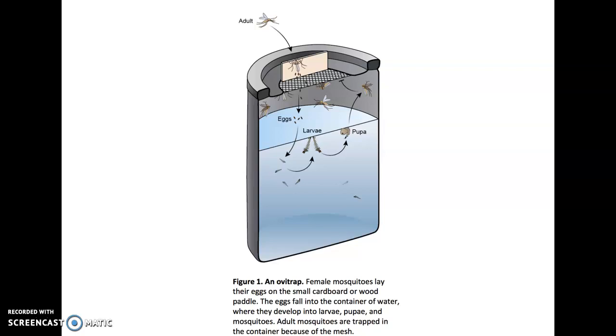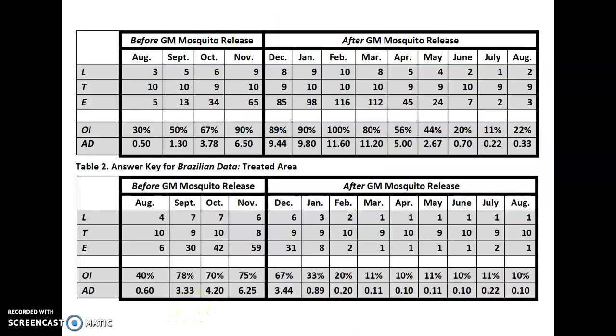Zika is where female mosquitoes will lay their eggs in some wood that has water. The eggs will fall into the water, and they love to swim around and make babies in the water. And you'll see in this chart, before genetically modified mosquito release, so we had genetically modified mosquitoes that are not able to reproduce and spread Zika virus. You'll see that after genetically modified release, you have a difference in the populations.